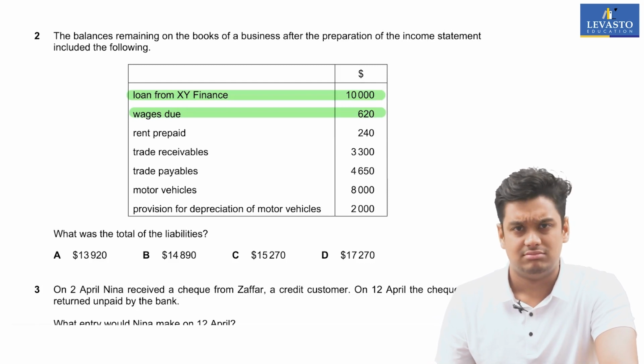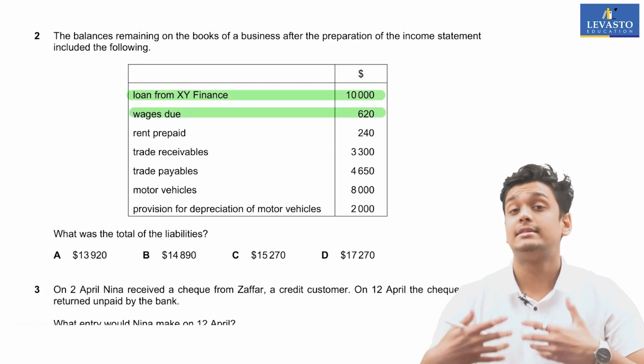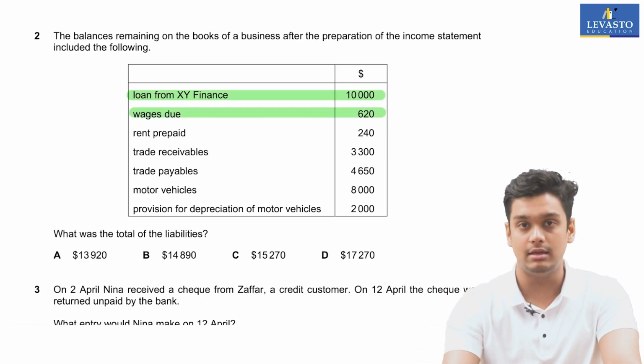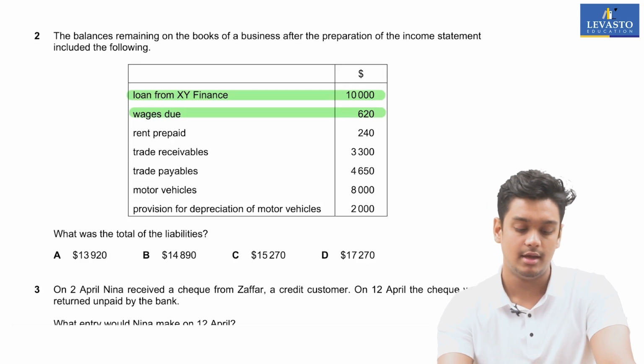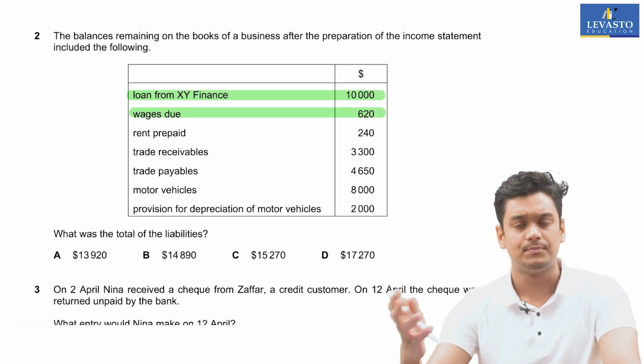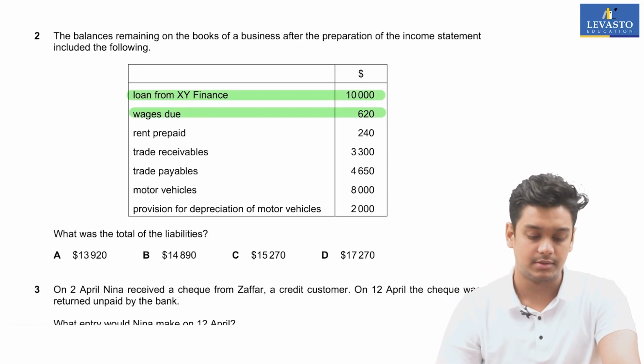Prepaid wages, no, that's not a liability. You paid prepaid rent, sorry, it's an asset. You paid rent in advance, you don't have to pay it again. It's actually an asset for the business. So prepaid expenses are assets for a business. Accrued expenses are liabilities of a business.